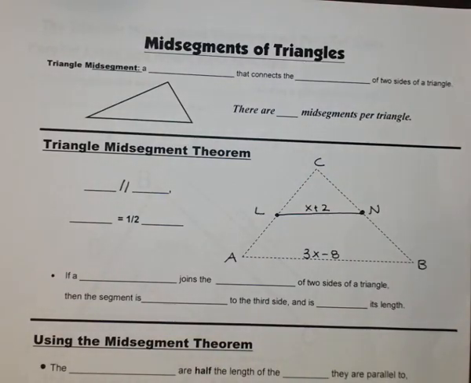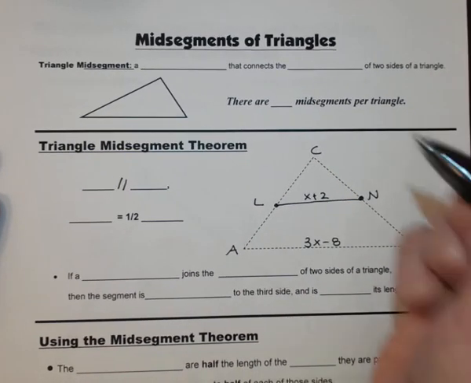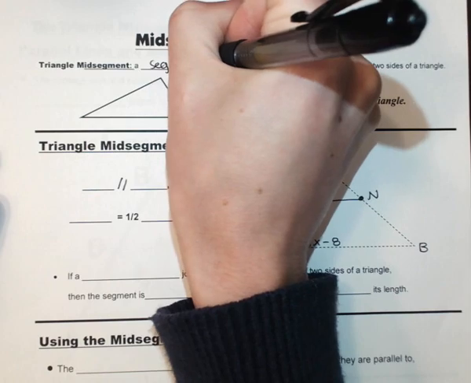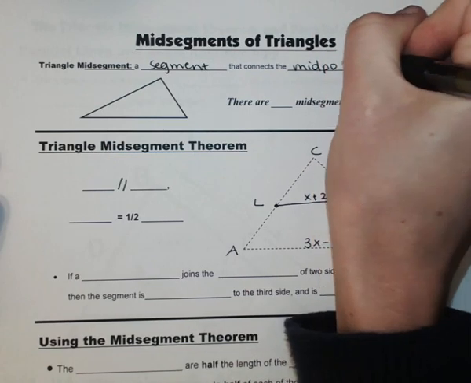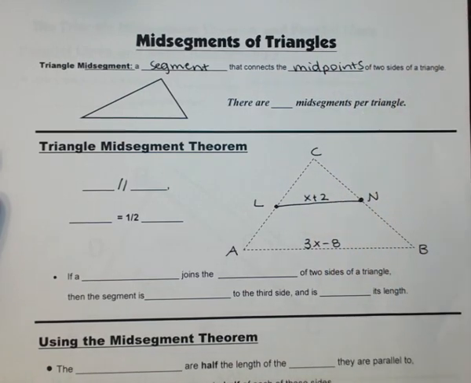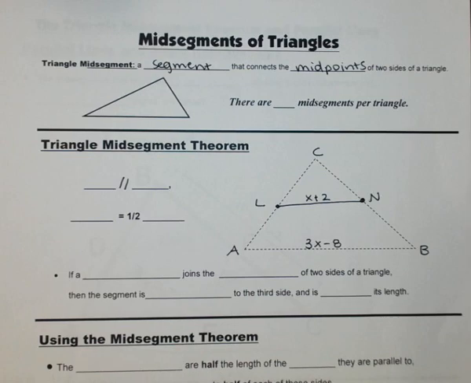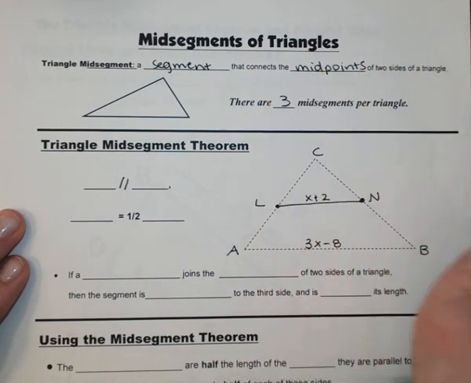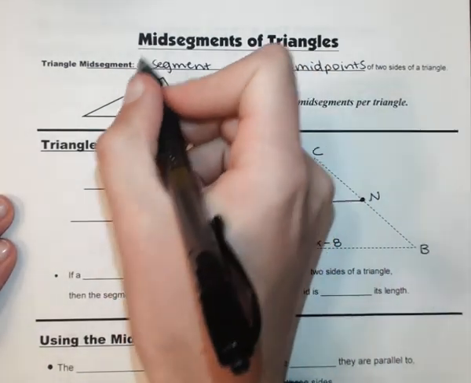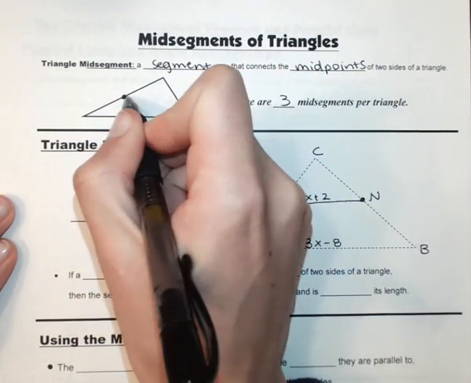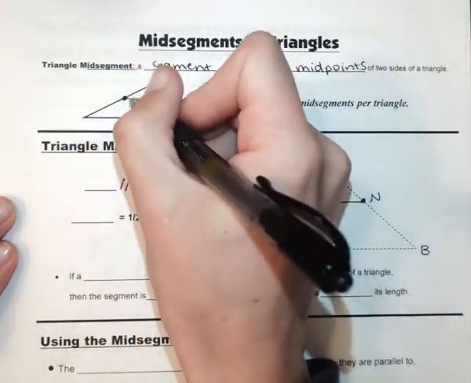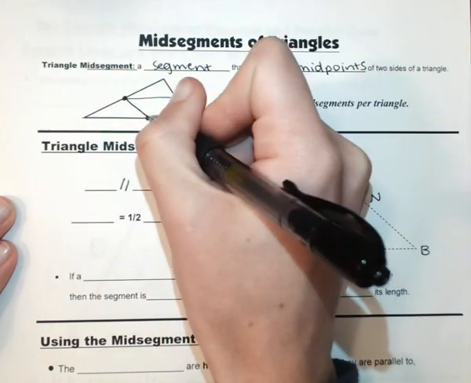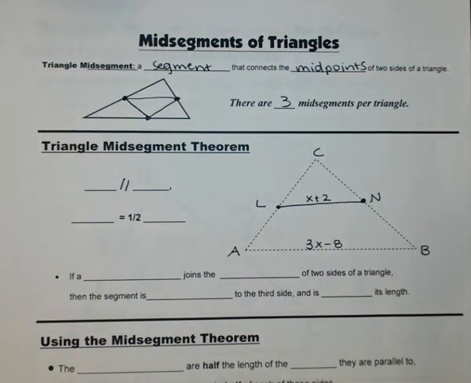A midsegment, just like it sounds, is a segment that connects the midpoints of two sides of a triangle. Alright, so there are 3 midsegments per triangle. The first one goes from one side of the triangle straight to the other, to the midpoint, splitting this side in half and this side in half. And then it connects here and here. So 3 midsegments per triangle.